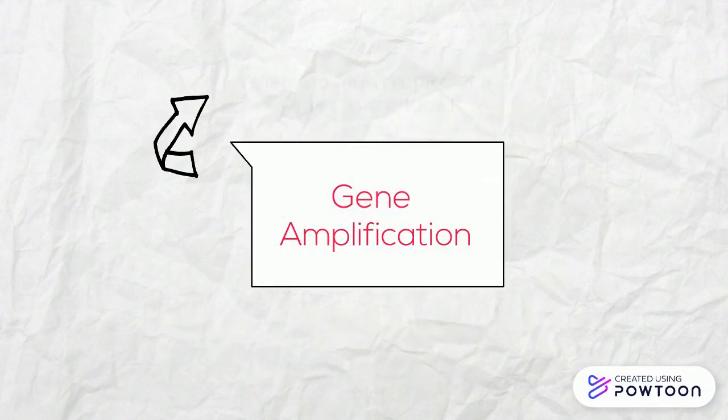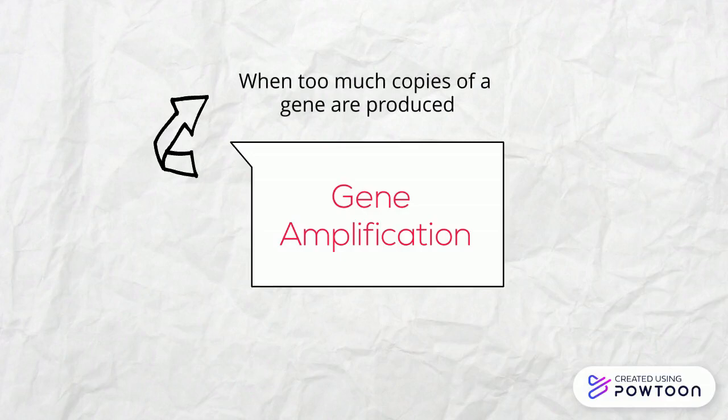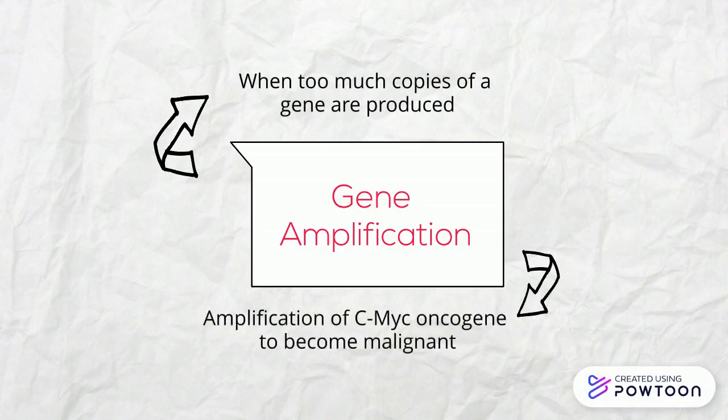And lastly, we have gene amplification. This is simply when a proto-oncogene makes too many genes in the cell. For example, the MYC oncogene mentioned in the previous slide is overproduced and becomes malignant. That is, it begins to spread in the body.